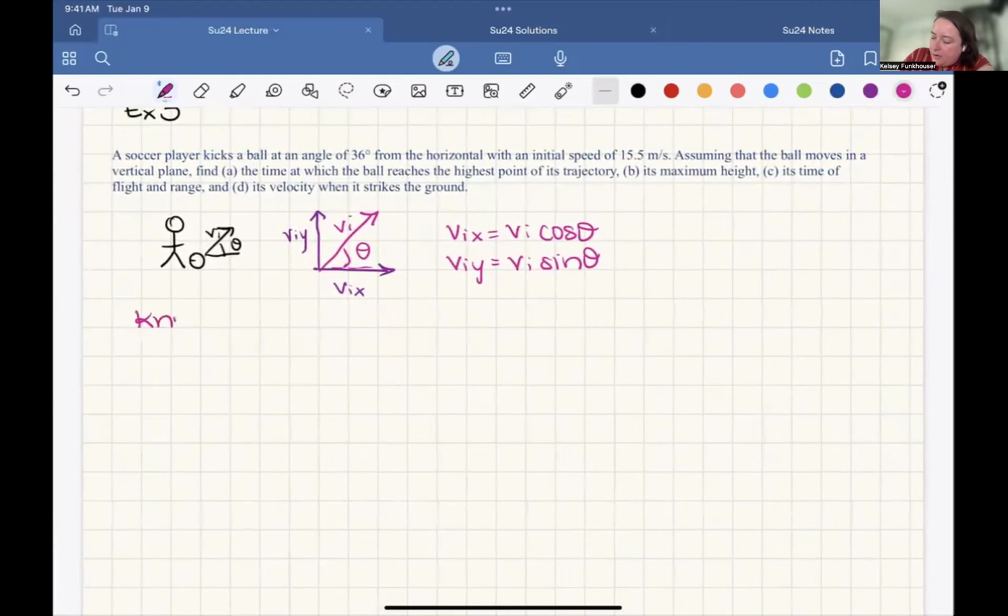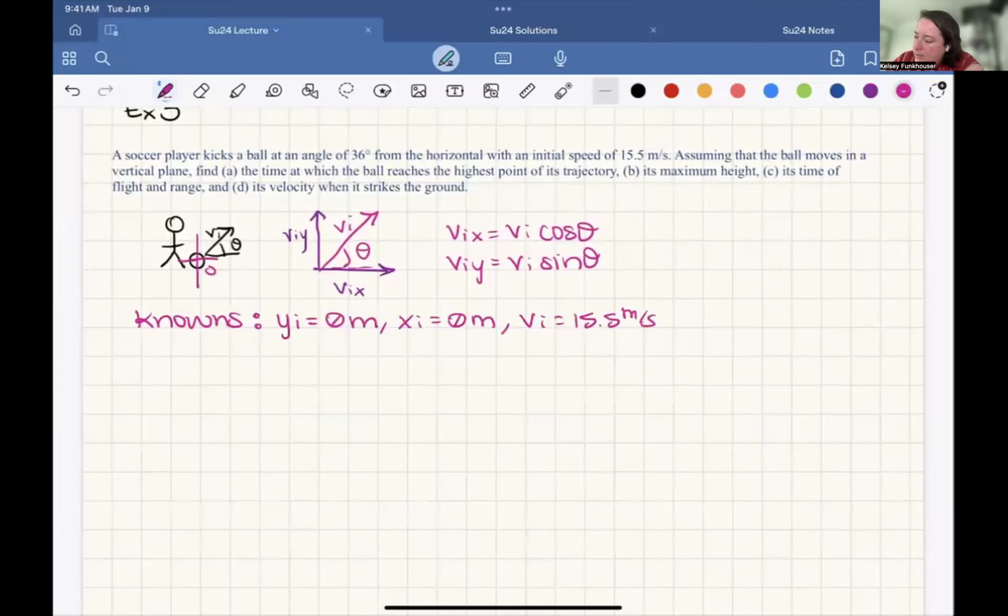Okay, so then our knowns. Again, we can say this initial position is our origin. So initial y position is 0, initial x position is 0, and the initial velocity is 15.5 meters per second. Angle is 36 degrees. Acceleration in y is negative g. Acceleration in x is 0.